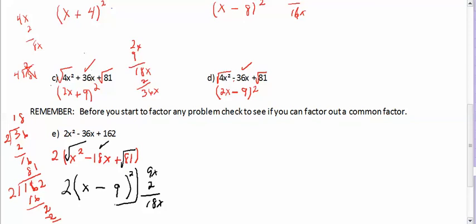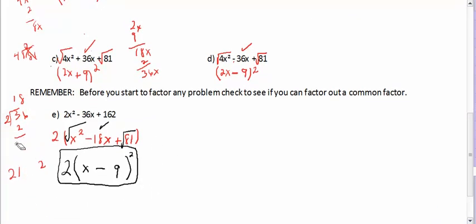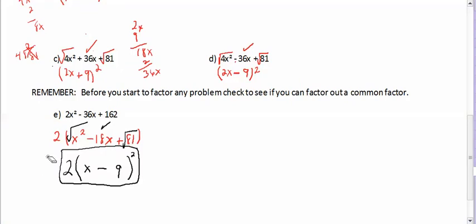So here's my answer. A perfect square trinomial, but I need to make sure that I keep that 2 with it. Okay, so there's my answer. I'm going to erase all the work that I did. And that's your answer. Okay, perfect square trinomials.